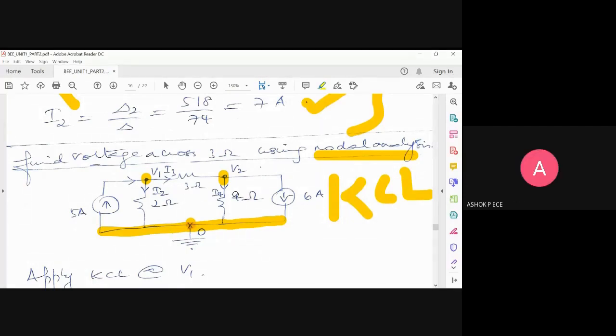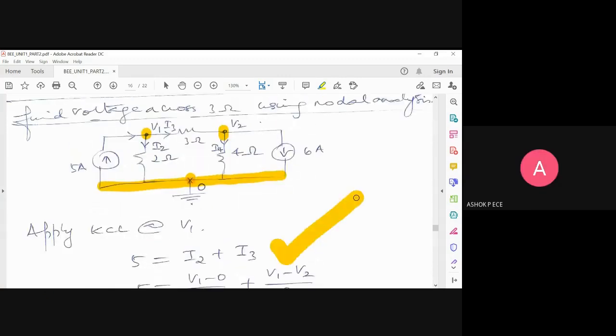Can you say Kirchhoff current law at node V1? What is Kirchhoff current law? Can you say the statement of Kirchhoff current law? Any current entering a junction will equal the outgoing current of the junction. Yes, incoming current equals outgoing current. What is the current entering node V1? See the diagram on your screen. 5 amperes, sir. How many currents are leaving? 2, sir. What are they? I2 and I3, sir. So by KCL, what will be the equation? I2 plus I3 is equal to 5, sir. Very good. I2 plus I3 equals 5.